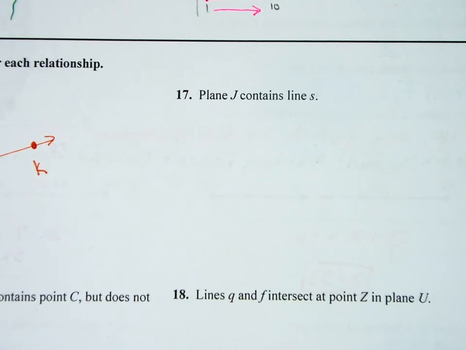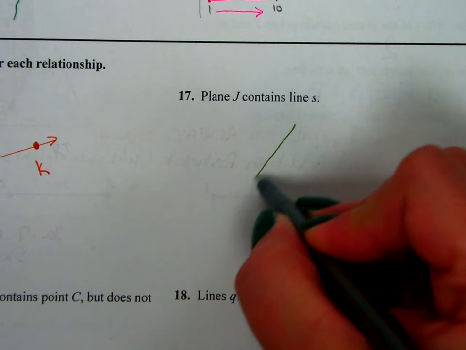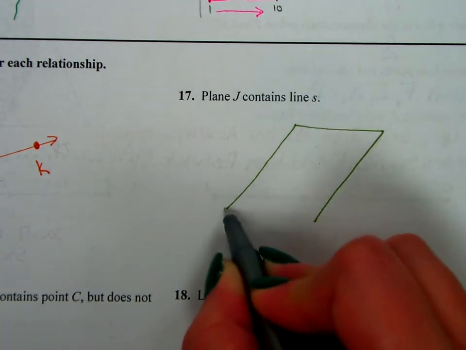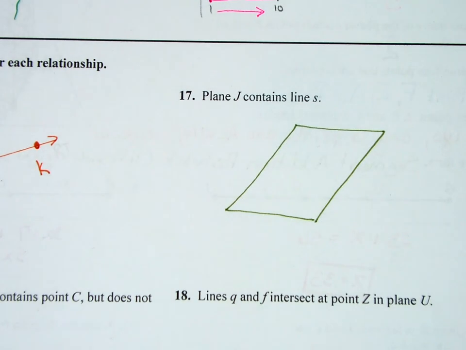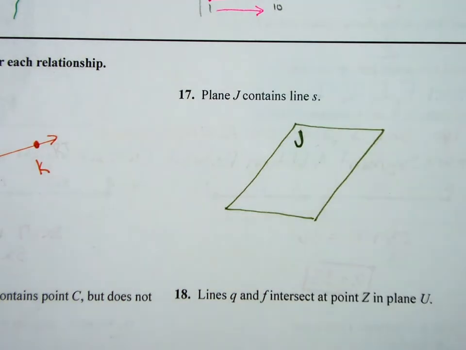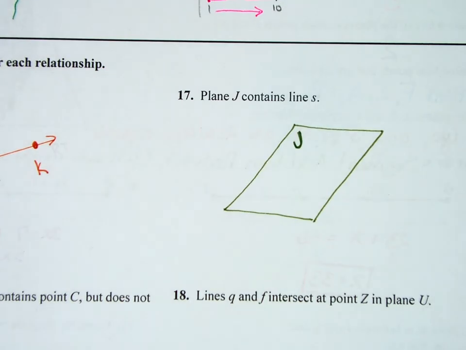Number 17, plane J contains line S. What should I draw first, do you think? The plane. So when we draw a plane, we draw like a little parallelogram. How do I show that it's plane J? I do what? A J without a point. Does it matter which corner? No. Whichever corner you like the best. Does this need to be capital, right? It's going to be capital. It'll never be a lowercase for a plane.